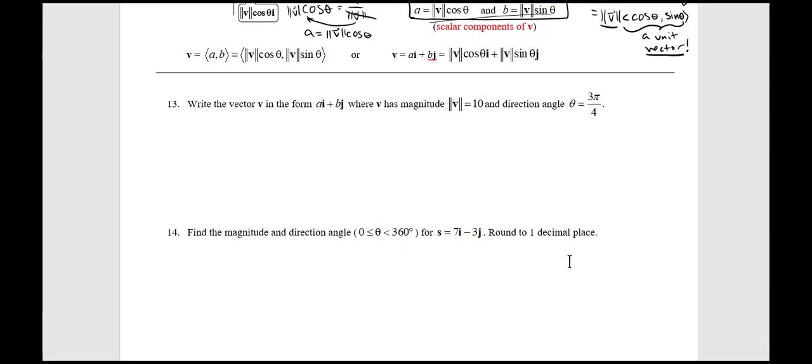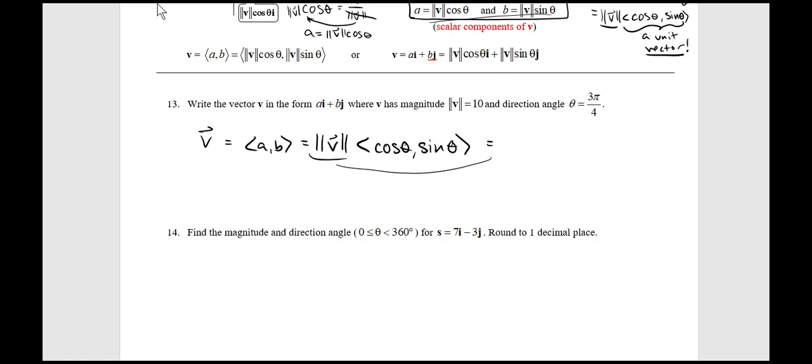So let's see these problems 13 and 14 here. Write the vector v in the form ai plus bj, where v has magnitude 10 and direction angle 3 pi fourths. Okay, easy enough, right? We know from what we said above, we can write it as this vector, where our magnitude in this case is 10, and our angle theta in this case is 3 pi fourths.